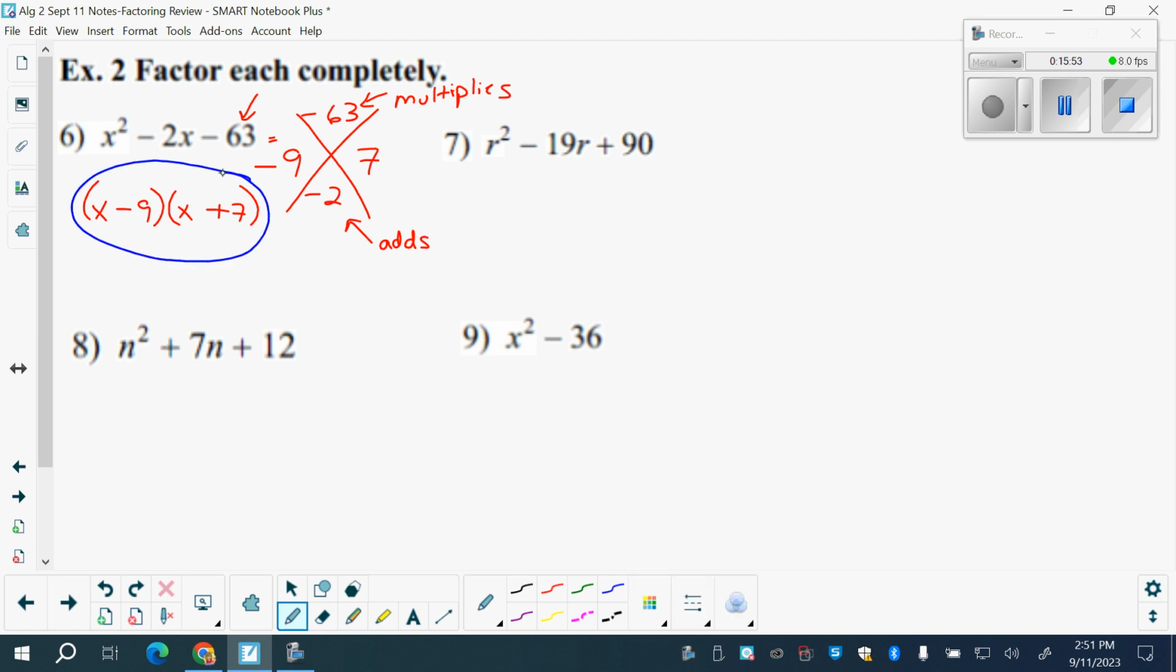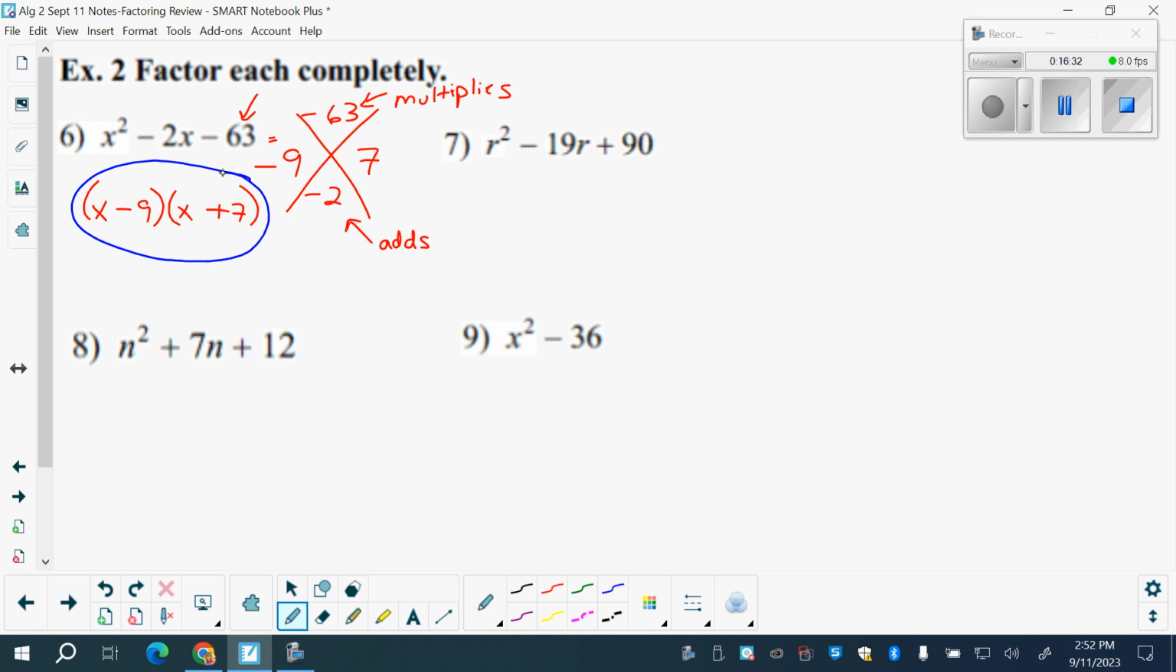So could I write that answer as x plus 7 times x minus 9? So I switch the order of those two expressions. I heard one person saying yes, and I saw one person shaking their head yes, and yes, that's correct. Anybody know why? Katie, yes, because it's multiplication. That's right. So when we multiply, for example, 9 times 7 gives us 63. If we multiply 7 times 9, does that also give us 63? Yeah, so the order doesn't matter when we're multiplying.